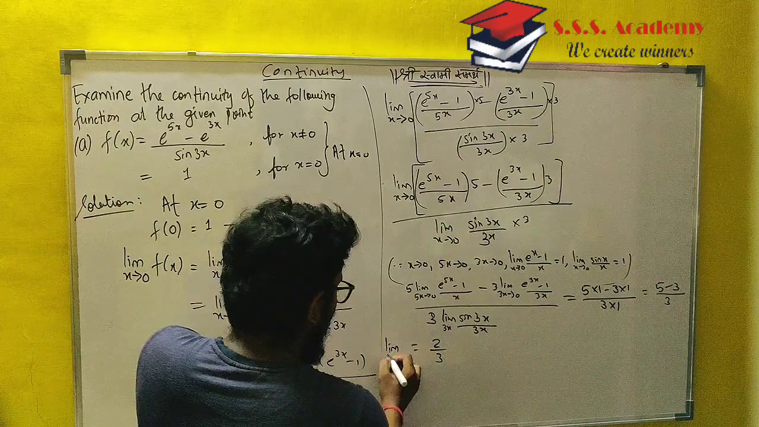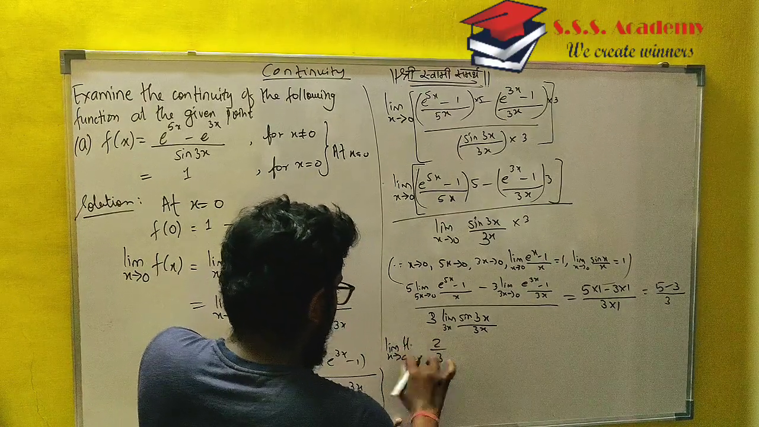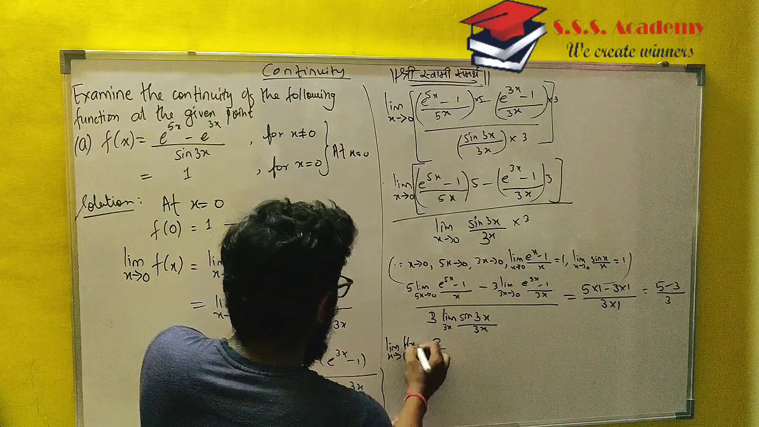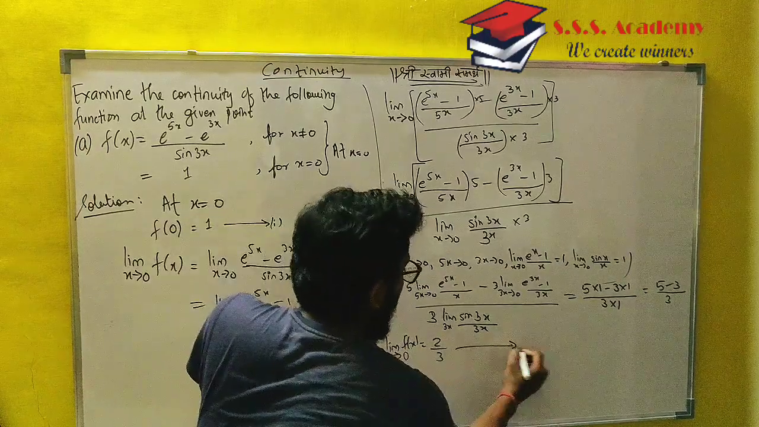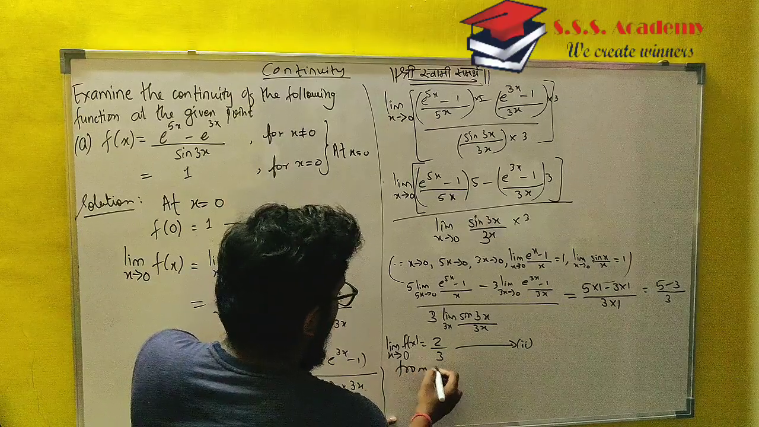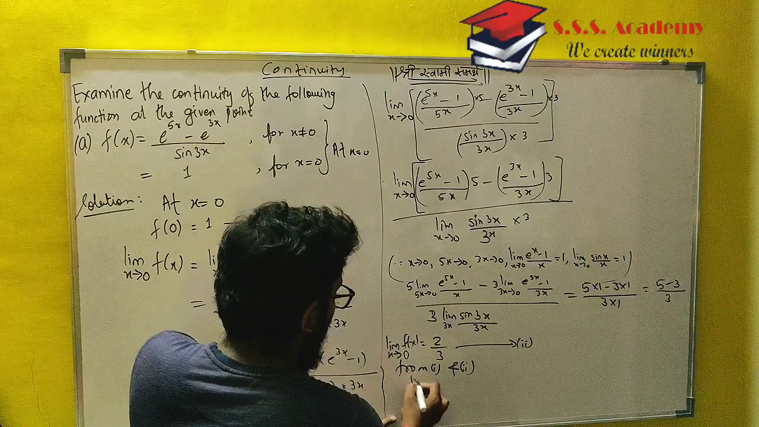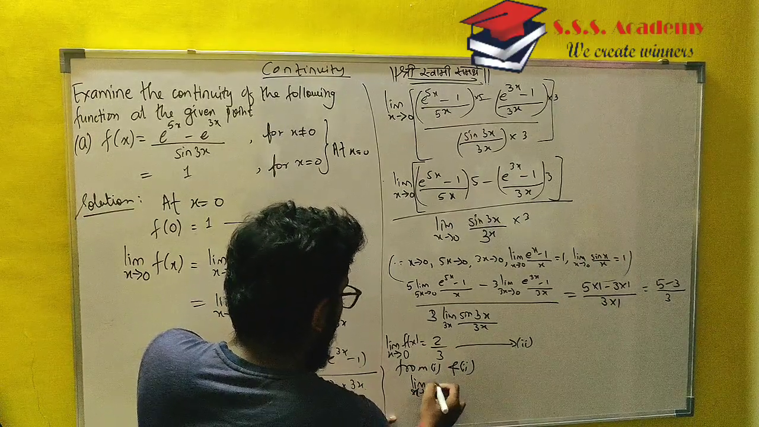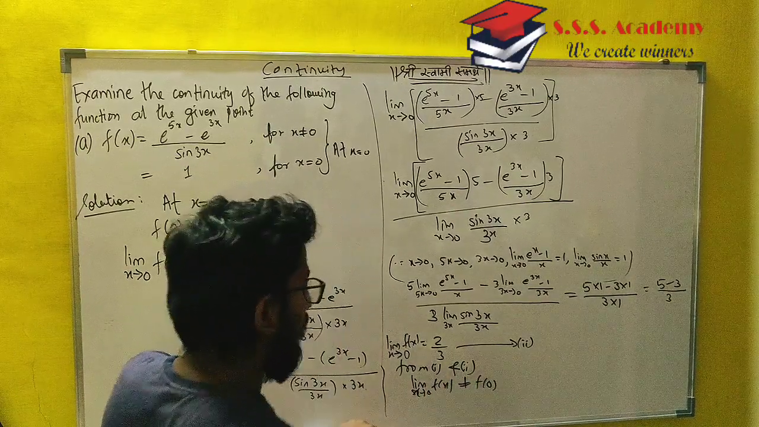So limit x tends to a, f of x, a is nothing but 0 over here. So at x equals to 0, the function value is 2 upon 3, and we'll keep it equation number 2. So we can say that from 1 and 2, limit x tends to 0, f of x is not at all equals to f of 0.